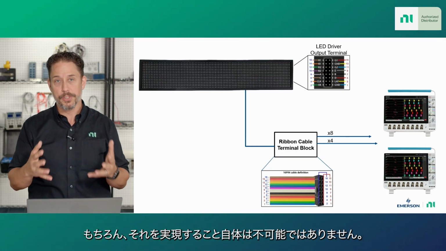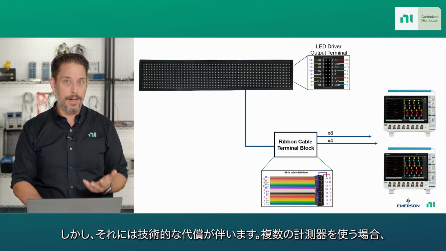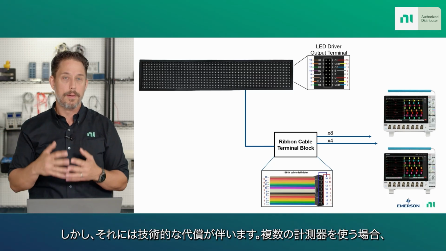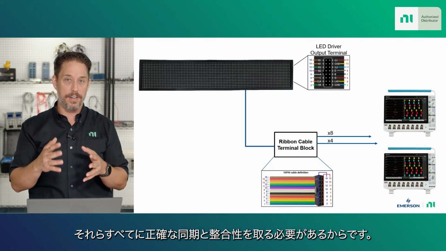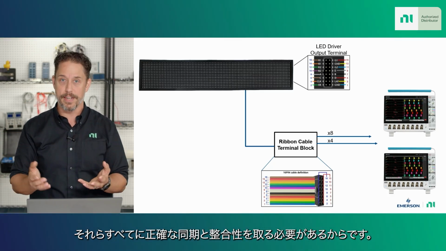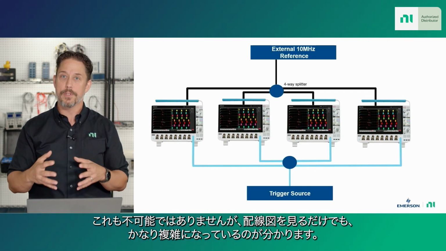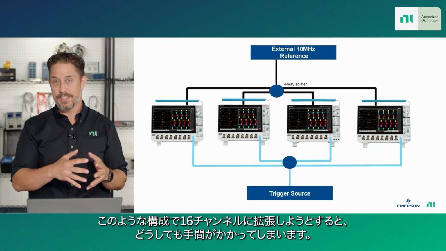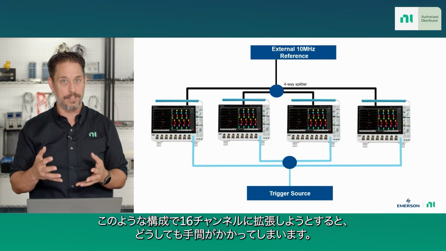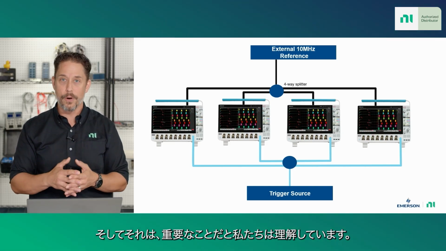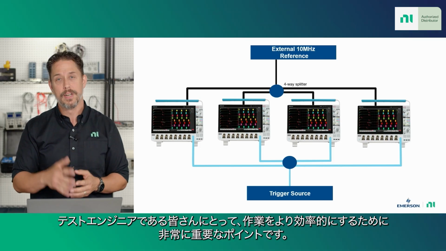Now, it's not impossible to go ahead and do that. Indeed, you can, but it comes at a cost, because when you're working with multiple instruments, you expect that there's going to be an alignment between everything. And although it's not impossible, you can see that even just the cabling diagram is very involved to get scalability on boxes like that. And that's something that we know matters a lot to you as a test engineer, to make your lives that much more efficient.